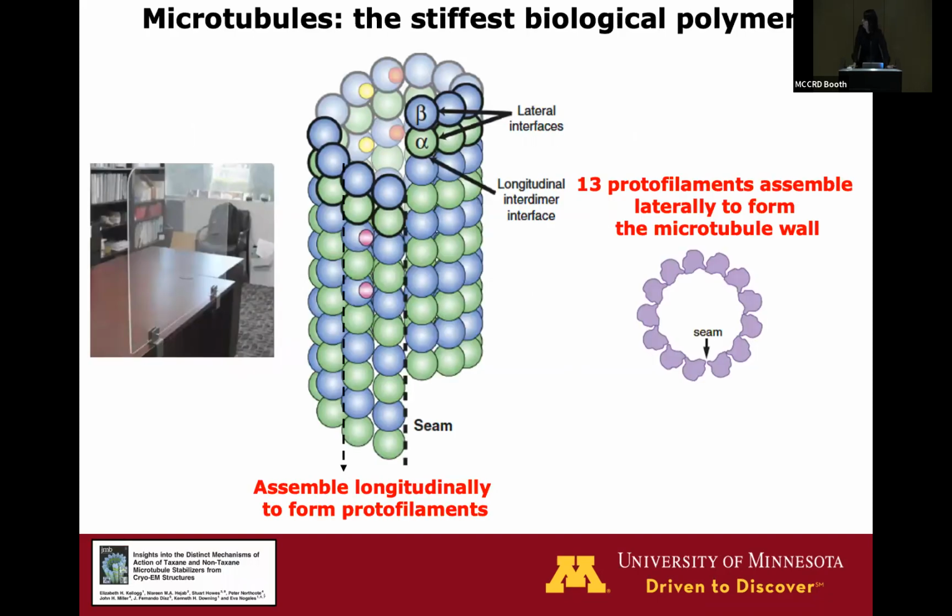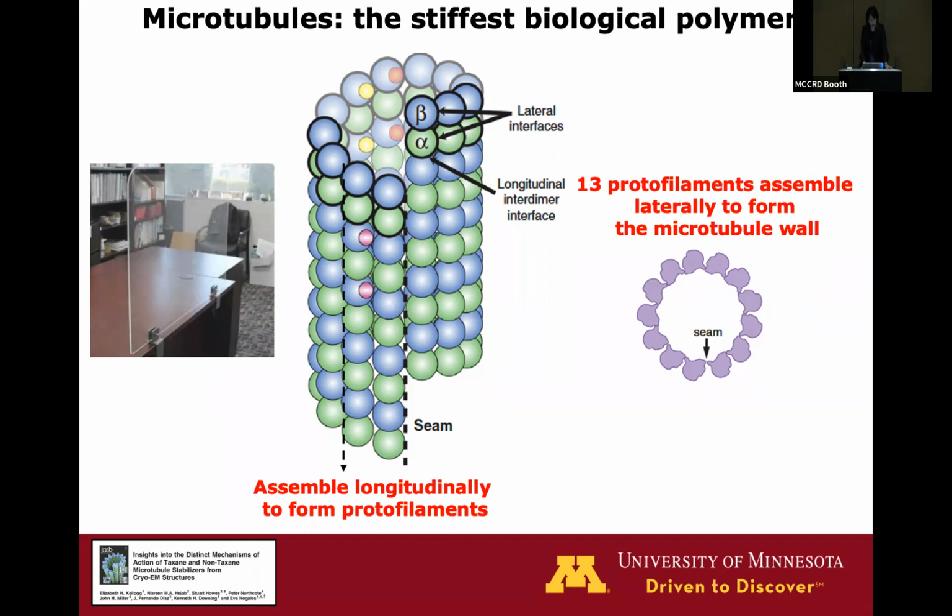So microtubules, that's what they look like. Microtubules are the stiffest of the biological polymers. They are as stiff as plexiglass. They are formed by alpha and beta tubulin subunits. These alpha beta tubulin subunits assemble longitudinally to form the protofilament, and then the protofilaments assemble laterally to form the microtubule wall. Typically, under the right conditions, 13 protofilaments will form the wall of a microtubule.